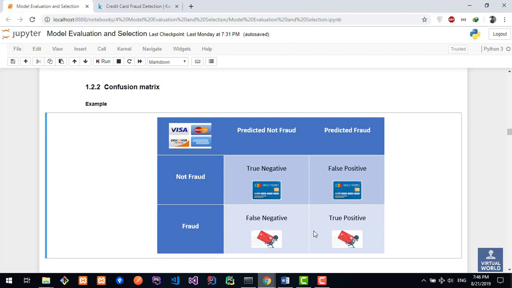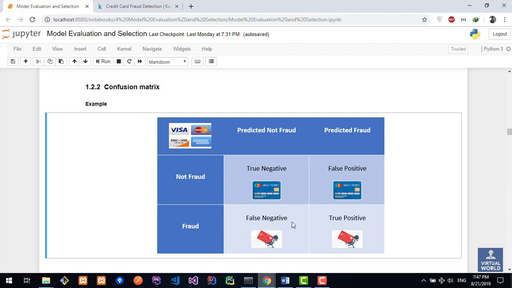So in our example, true positives are the values that are predicted fraud and are actually fraud. False positives are the values that are predicted fraud and are actually not fraud. True negatives are the values that are predicted not fraud and are actually not fraud. And finally, false negatives are the values that are predicted not fraud and are actually fraud.